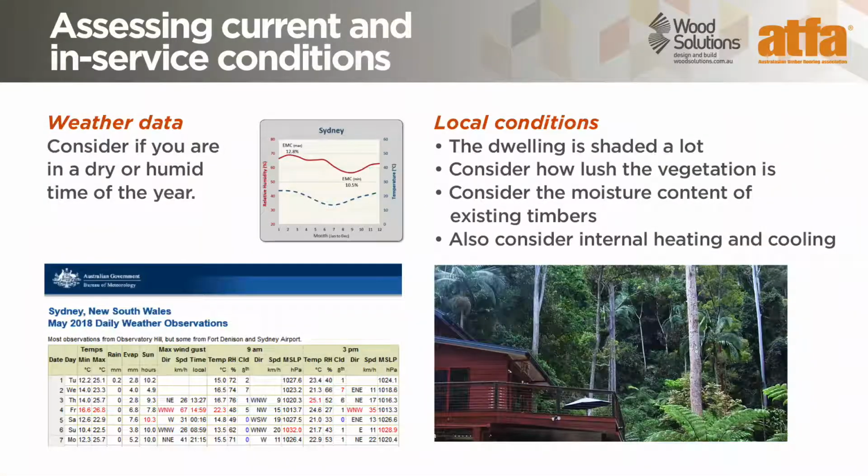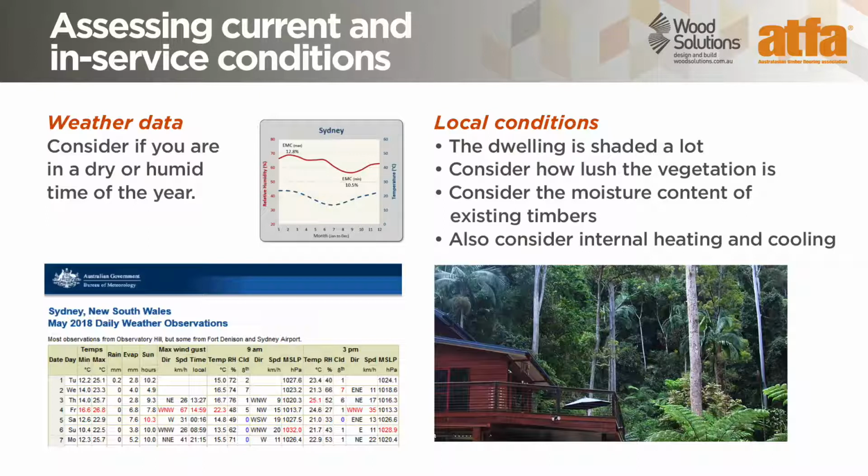When assessing current conditions, a quick look at weather data can show whether you are in a dry or more humid time of the year. This is illustrated on the graph. To allow for local conditions, simply view the site. With the house in the photo, the dwelling is often shaded. See how lush the vegetation is?